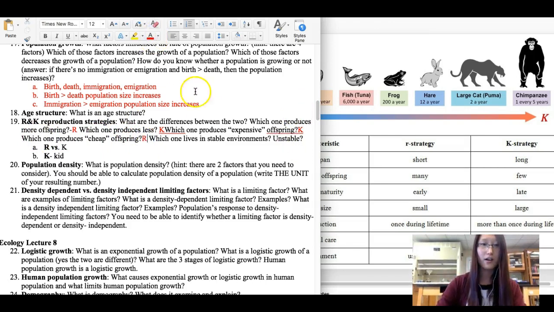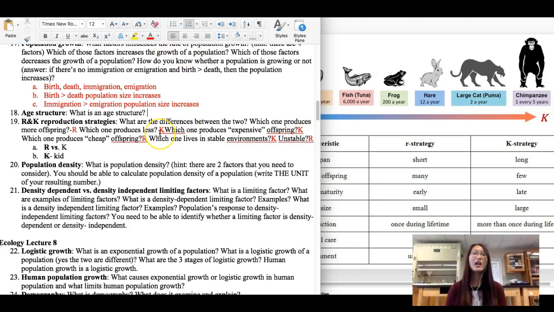That will be R. And then which one lives in a stable environment? That will be us, human beings, which is K. Just K. And then unstable environment will be R. Okay? So if you can remember the human model, where we have very few expensive offspring living in a generally stable environment, then that's the K strategy. And the opposite of that will be fish, for example, which is the R strategy.